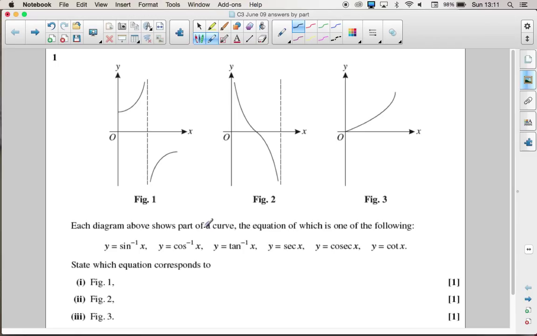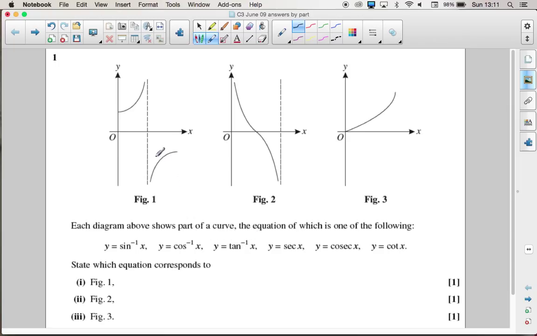We can do a few things to help us if we forget, like looking at when x equals 0 and when x equals 90 or pi over 2. But as I said before, best thing to do is learn which one's which.